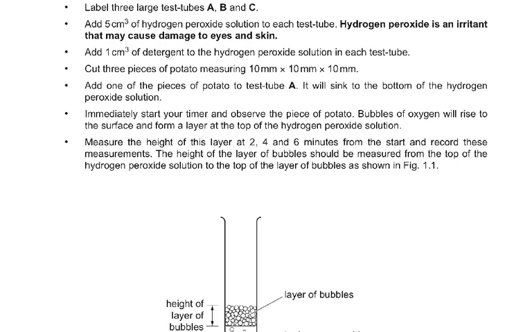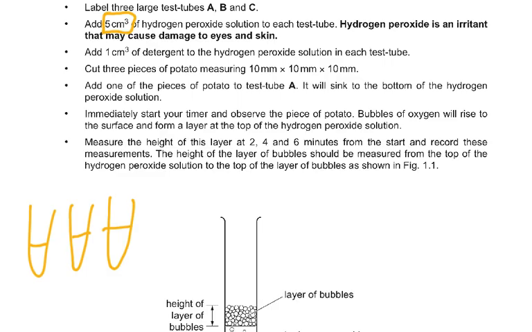Label 3 test tubes A, B, and C. So we have 3 test tubes A, B, and C. Add 5 cm cube of hydrogen peroxide solution to each test tube. Please look at the volume as measured in cm cube. Hydrogen peroxide is an irritant, may cause damage to the eyes and skin, so you should wear goggles or any eye protection, and wear gloves when you handle this.